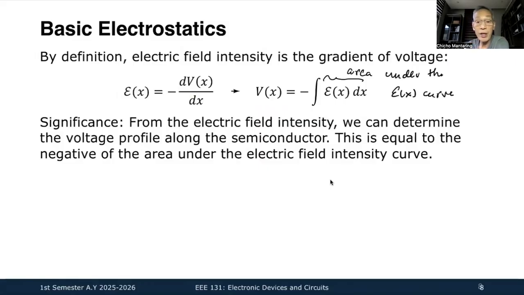So what is the significance of this? If we know what E of x looks like, if we know what the profile of E of x looks like along the x-axis, we will have an idea of what the profile of the voltage will look like. This is just the negative of the area under the electric field intensity curve.